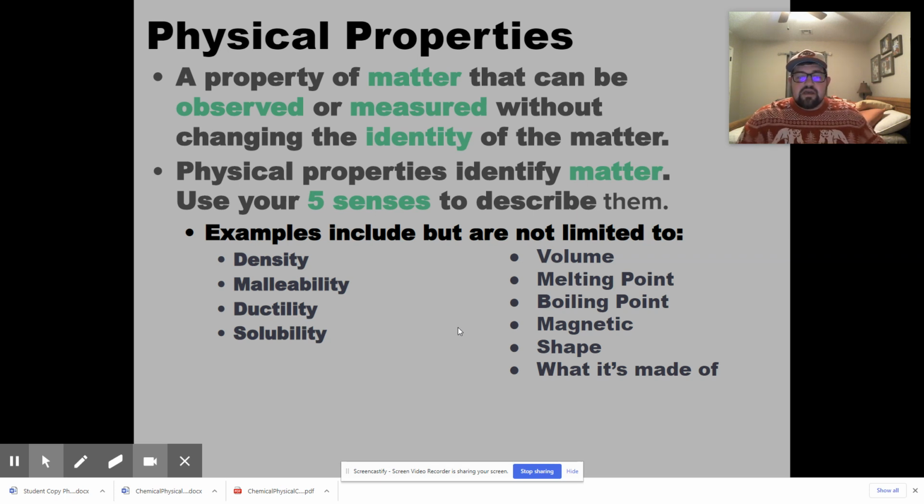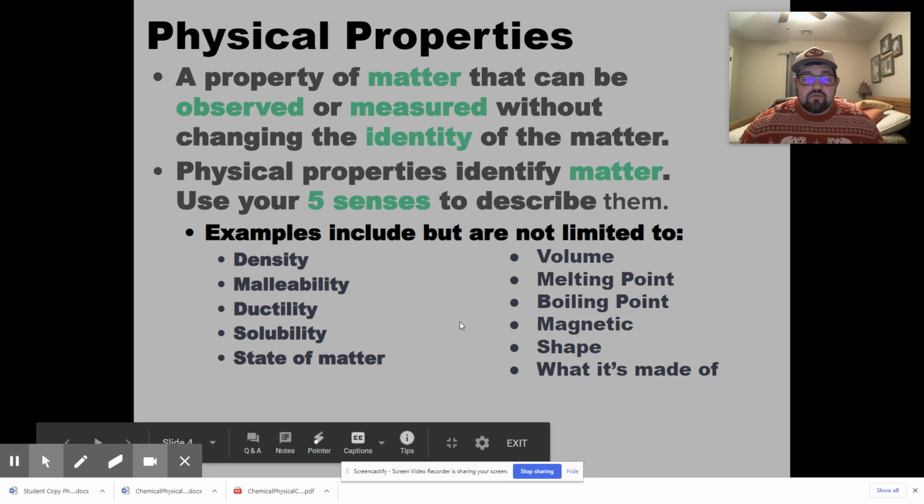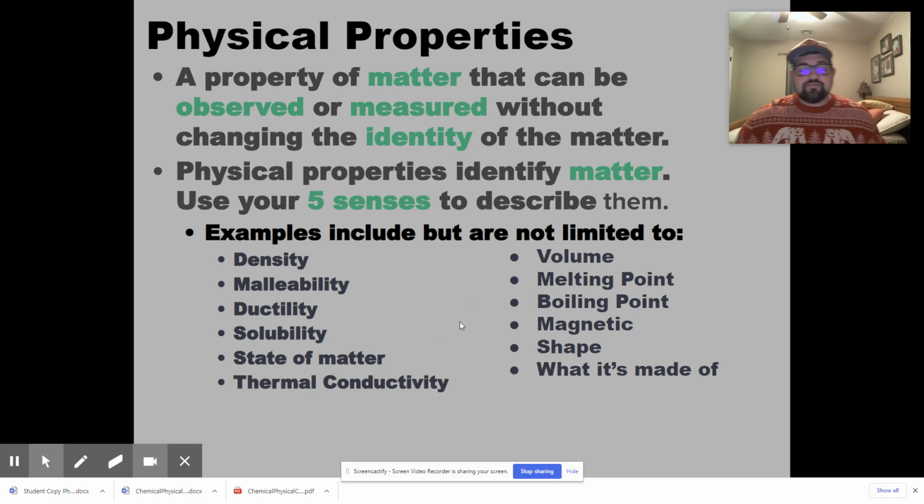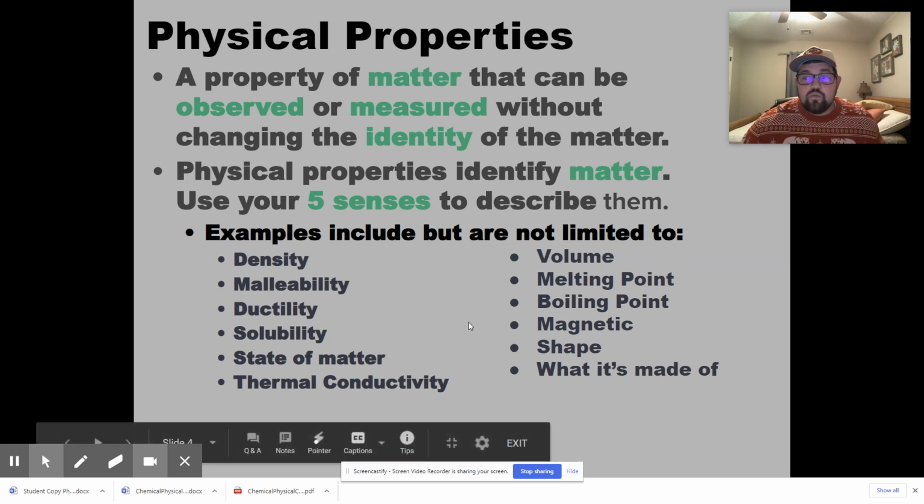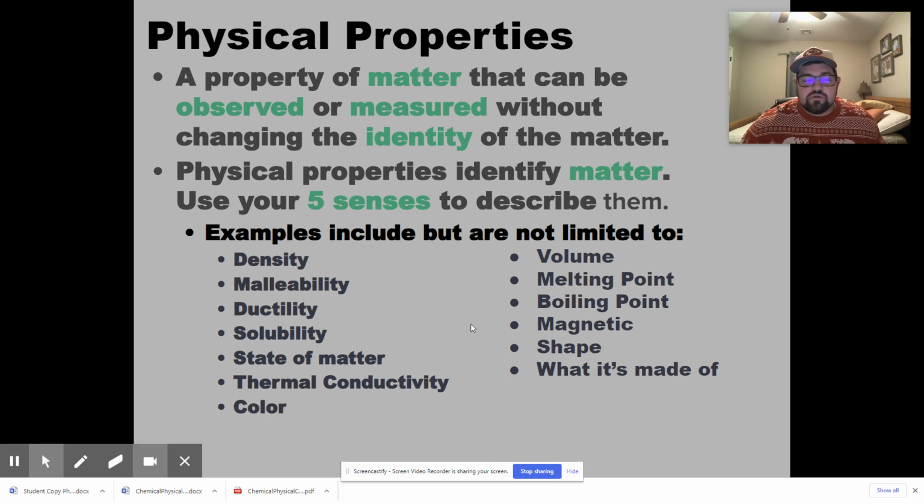Solubility, which is the ability to dissolve in water. So the solubility, does it dissolve in water? What state of matter is it? Is it a solid, liquid, or a gas? Thermal conductivity, which is a big word, but basically the ability to conduct heat or to transfer heat. So metals are really good thermal conductors. Some matters not. It just depends. So that's a property we can observe, right? And then the color, which is really simple.